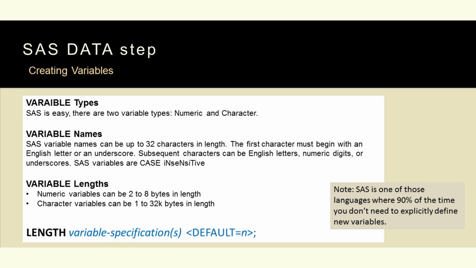A couple things to note. SAS is easy. There's only two variable types, numeric and character. Variable names can be up to 32 characters in length. Variable names can also have what's called a label if you want a more business-friendly label. I try to personally avoid that unless I'm doing something with building reports, just because you can now put spaces and other characters in the variable names. The first character must begin with an English letter or an underscore. So you can't do like a hashtag. Subsequent characters can be English letters, numbers, or digits, but you can't use special characters.